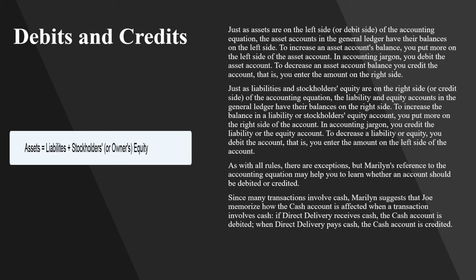Since many transactions involve cash, Marilyn suggests that Joe memorize how the cash account is affected when a transaction involves cash. If Direct Delivery receives cash, the cash account is debited. When Direct Delivery pays cash, the cash account is credited.